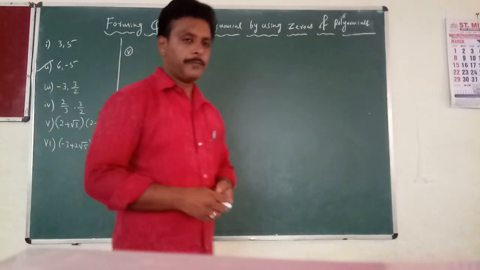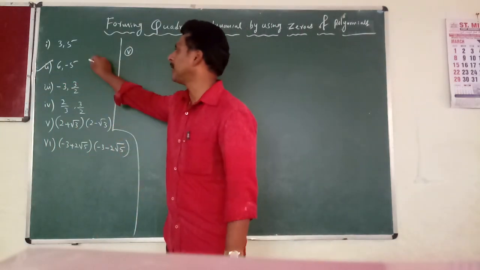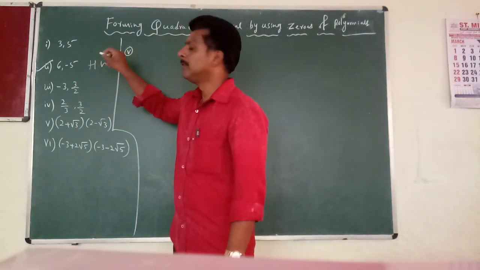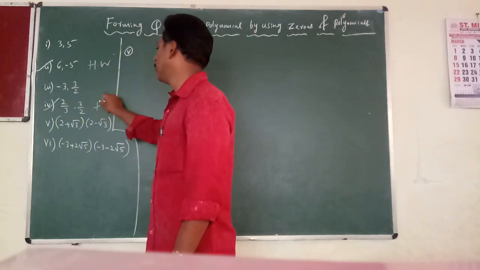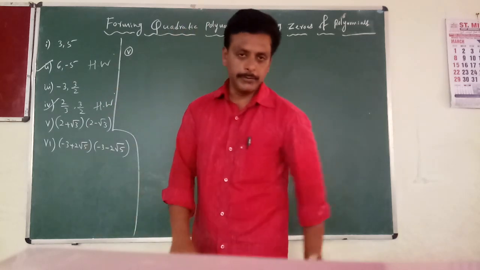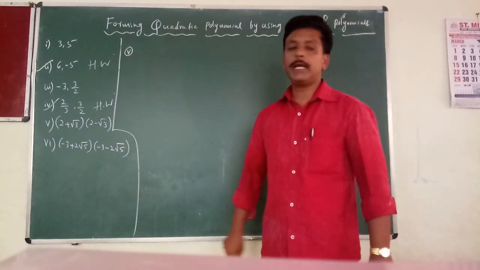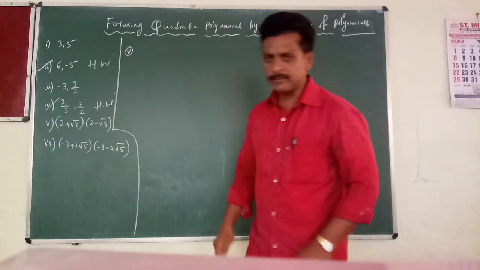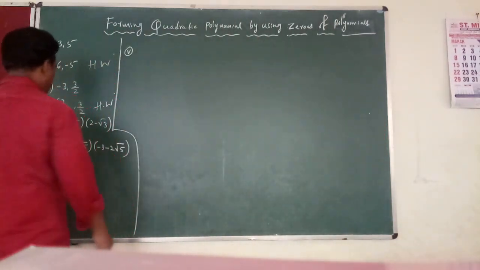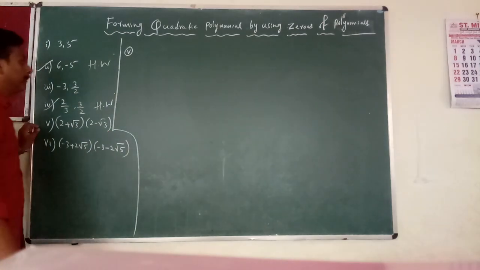So remaining, yes students, first sum I solved. I gave you the second one as homework. Third one I solved. Again you have to take the fourth one as homework. I think you can do this one. Now I am going to take the fifth one. Same sum. Don't worry by seeing the root numbers. Method is same only. I am going to solve the fifth one now.